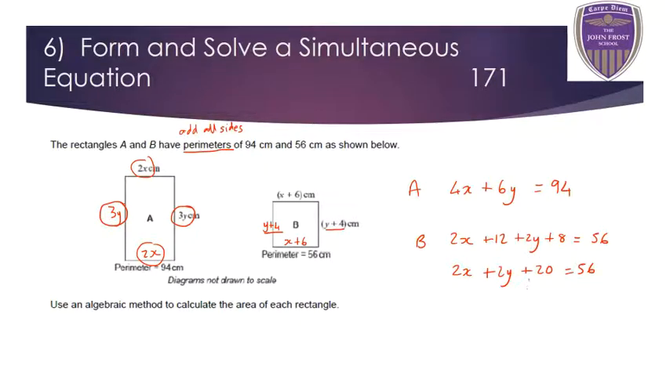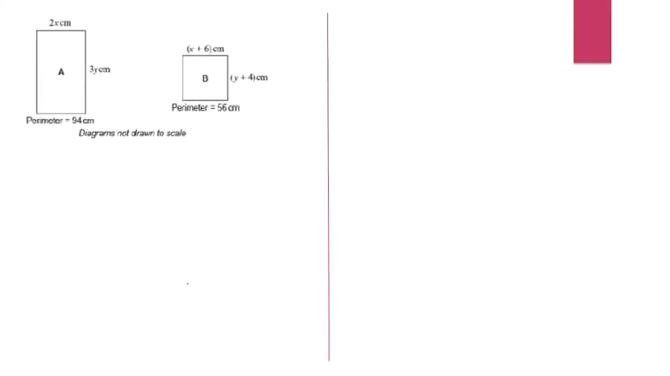So the first thing that we're going to do is take that 20 away, but it means we've got to take 20 away from both sides. So if I take that 20 away from here, I've got to take 20 away from the 56 here, which leaves me with 36. So they're my two equations now that I can use to find the values of x and y. And once I've done that, it's asking me to calculate the area of each rectangle. So let's write down then what the equations are.